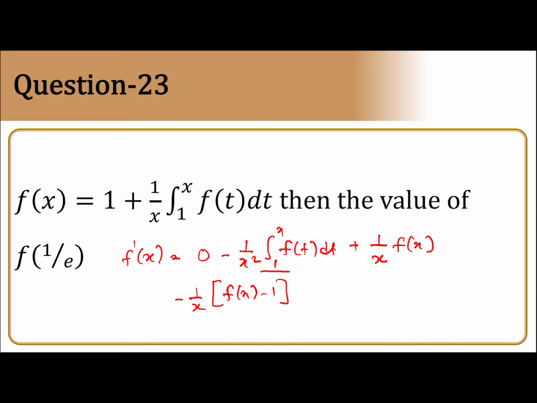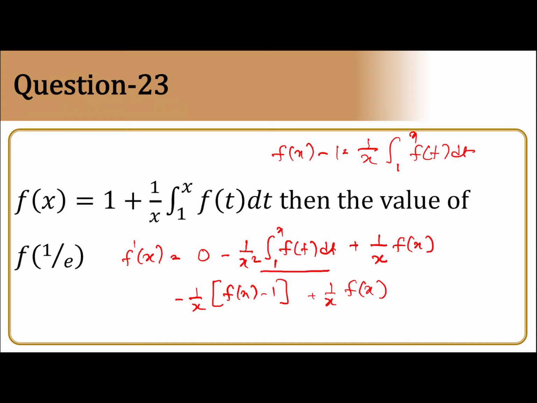One minute please. This integral value is nothing but f of x minus 1 is equal to 1 by x integral 1 to x f of t dt. Same thing I wrote, f of x minus 1 into minus 1 by x plus 1 by x f of x. This is the most important trick in this. So we substitute integral 1 to x f of t dt value as f of x minus 1. That is the most important trick. Then the rest is very easy.